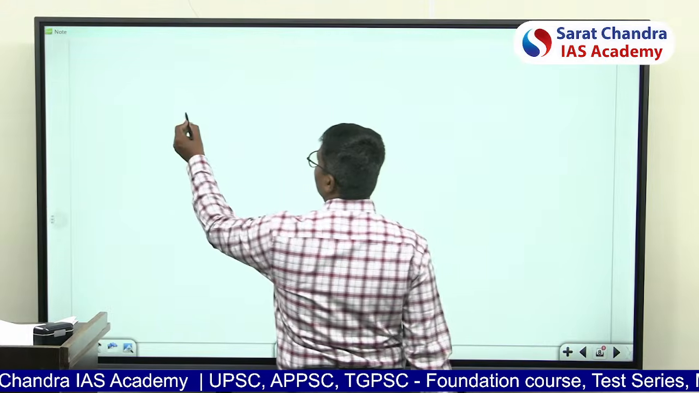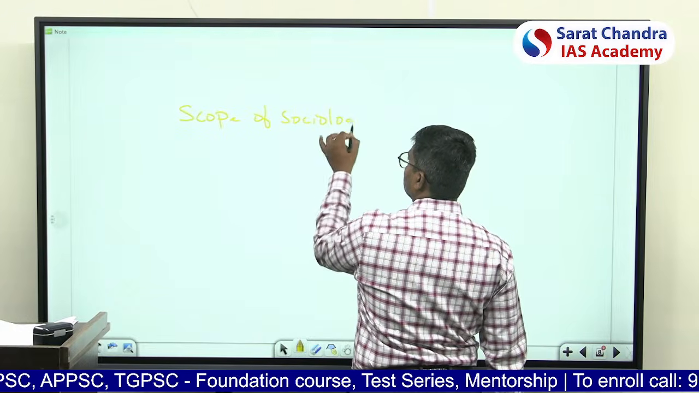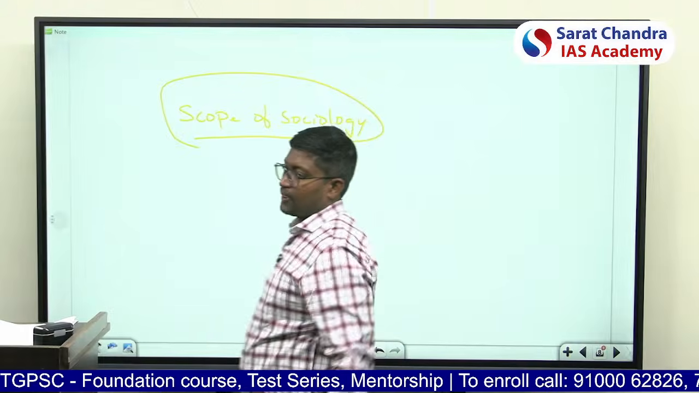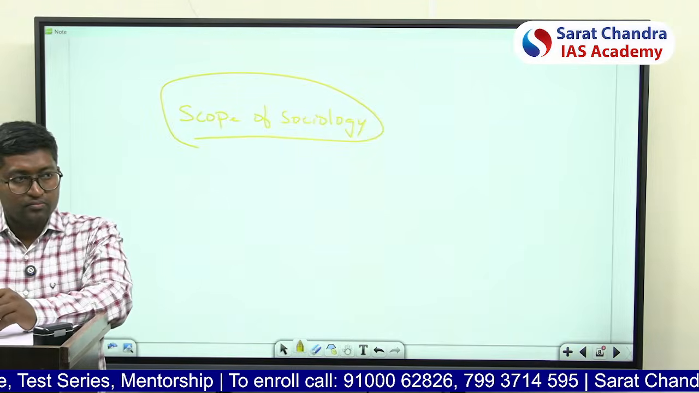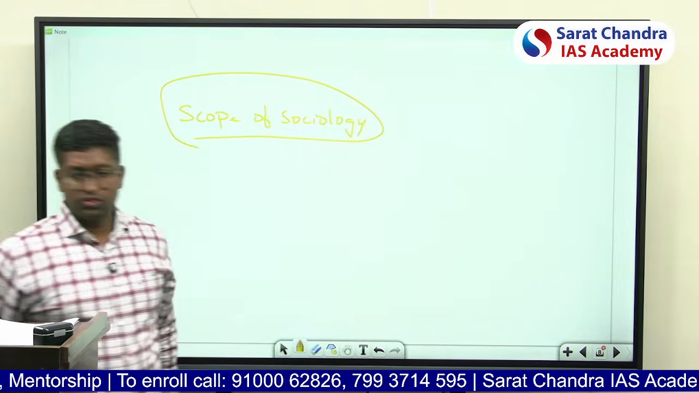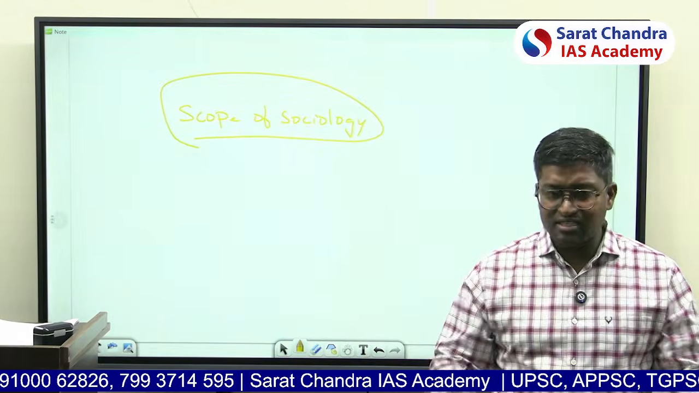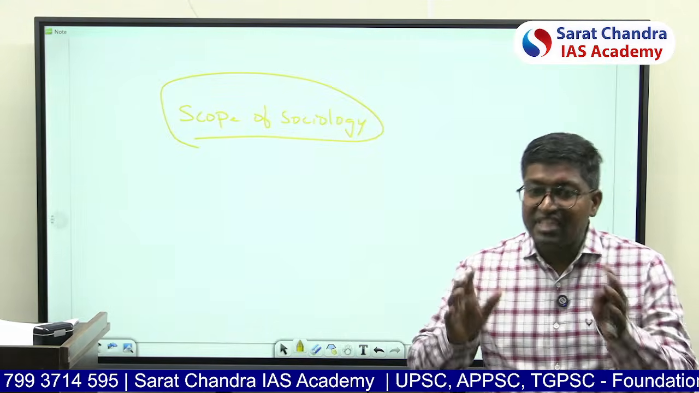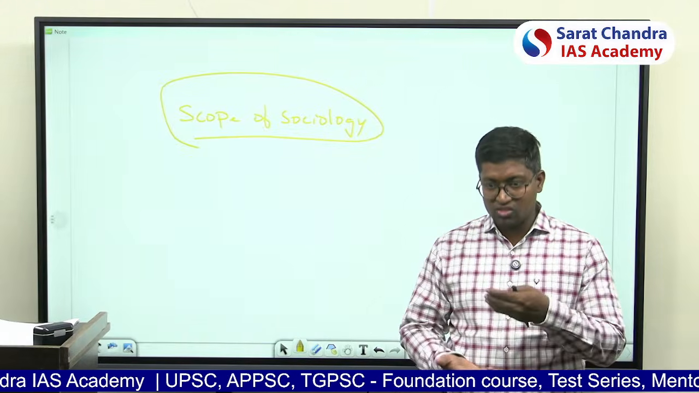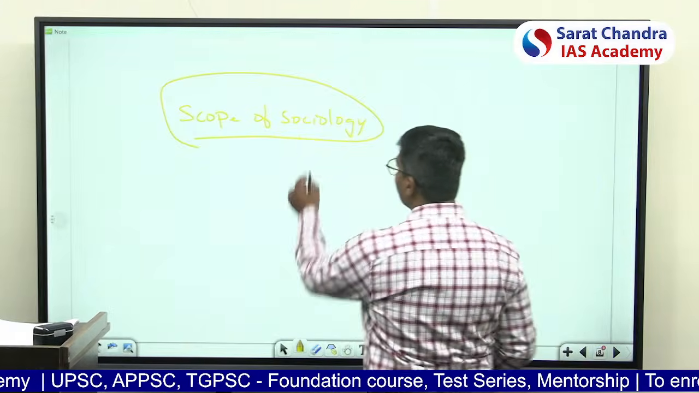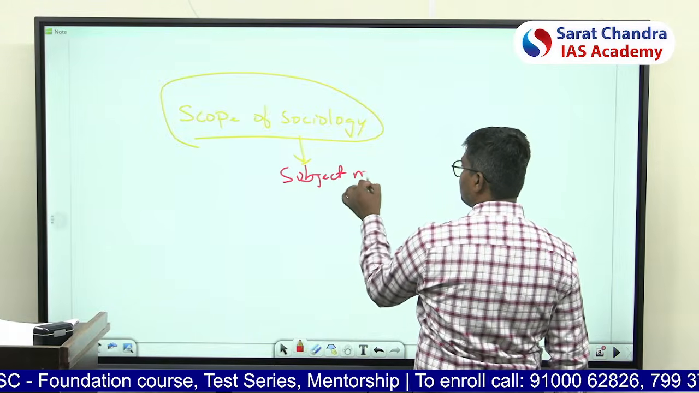Chalo. Next, scope of sociology. What do you understand by scope of sociology? What sociology is, is nature. What is the subject matter of sociology? In sociology, what does it include? The content, the scope, the subject matter. So scope of sociology is the subject matter in sociology.